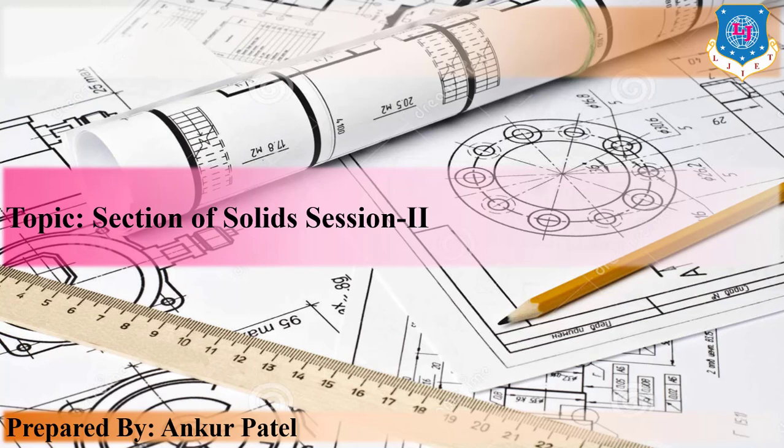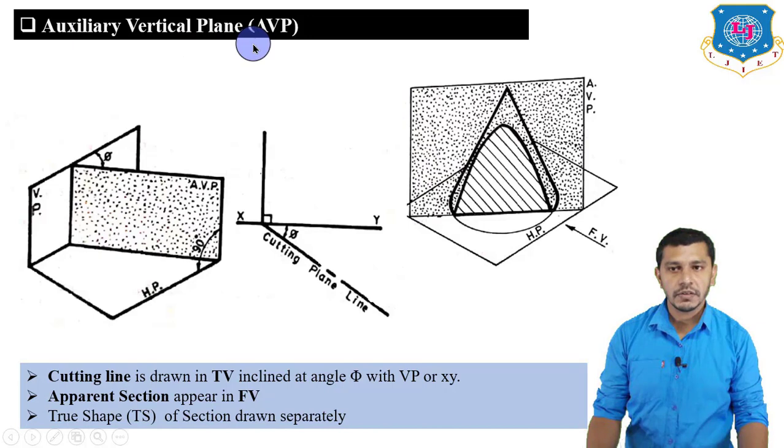So before starting the example, let us discuss the auxiliary vertical plane. What is an auxiliary vertical plane? A cutting plane which is perpendicular to the horizontal plane and inclined to the vertical plane is known as the auxiliary vertical plane. If the solid is cut by using the auxiliary vertical plane, then the cutting plane line is drawn in the top view, inclined at an angle of phi with the vertical plane or XY reference line.